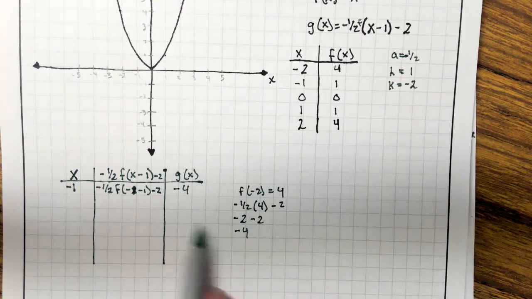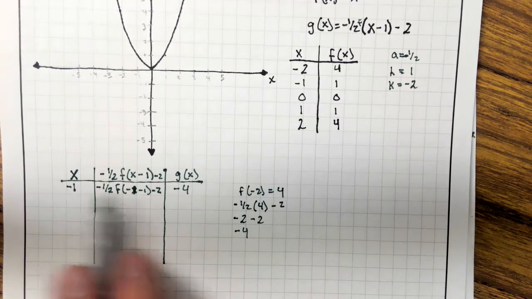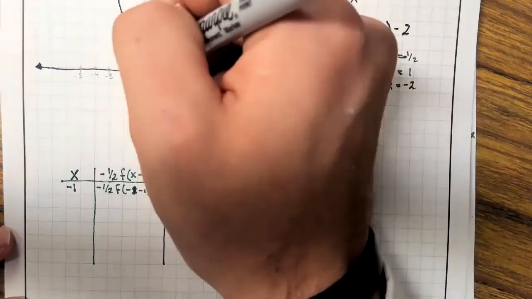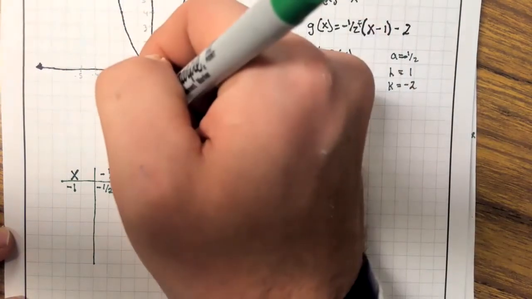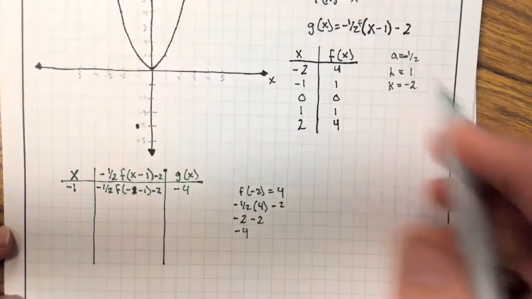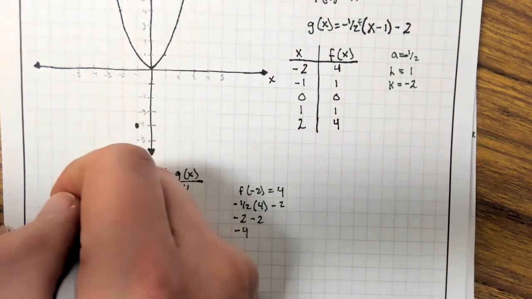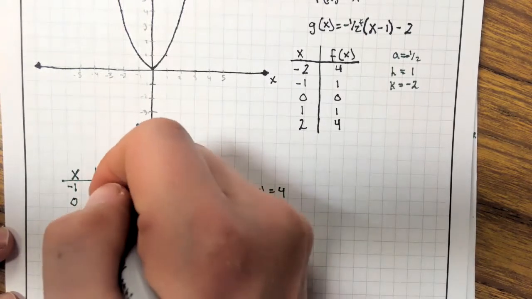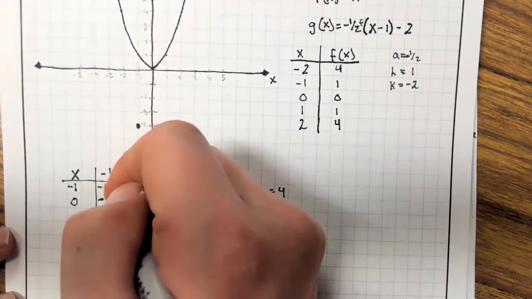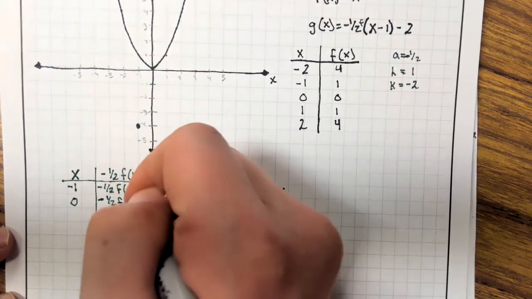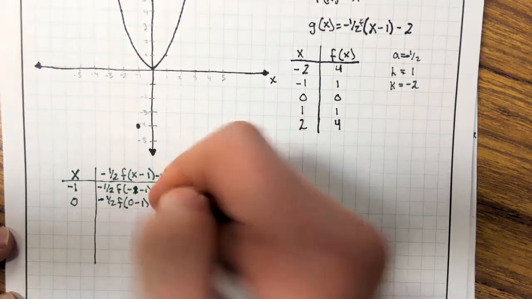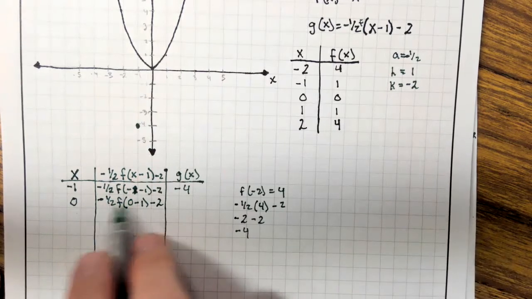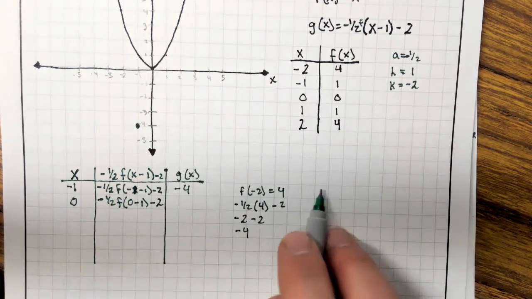So let's plot that point while we have it. When I plug in -1, the function spits out -4. So at -1, I go down here to -4. All right, fantastic. Okay, so let's plug in 0, see what happens. So I'm doing -1/2 times f of 0 minus 1, and then I still have that -2 off to the end. Let's think about everything that's happening with this one. I'll do it right here.